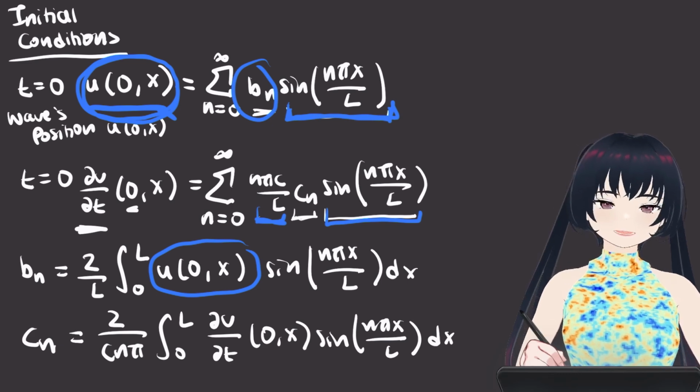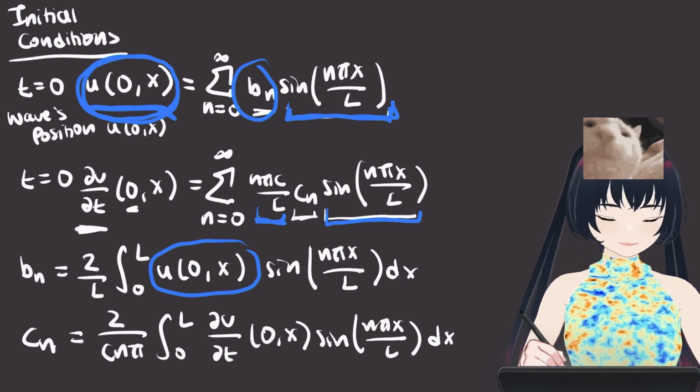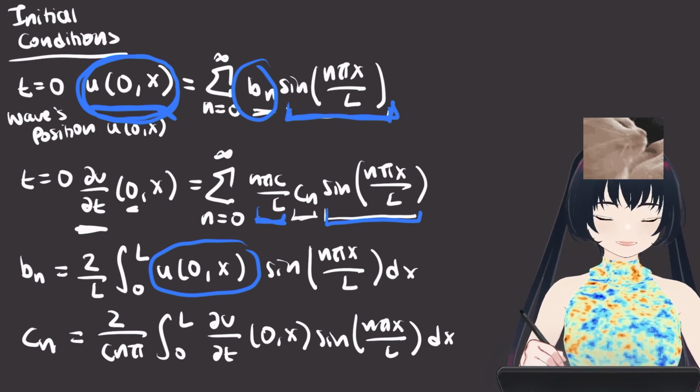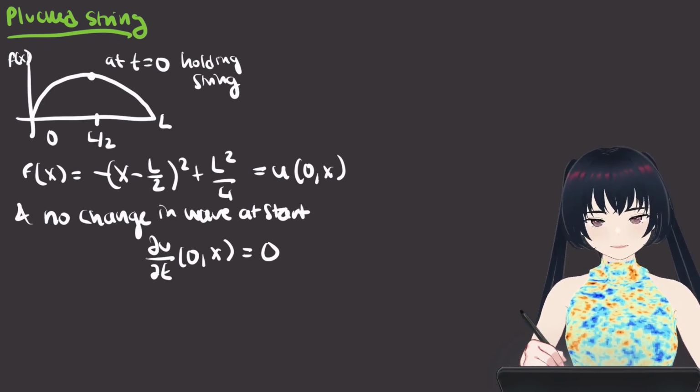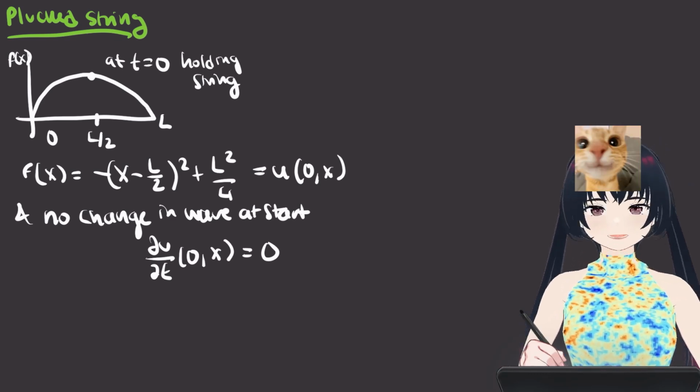And so by using the Fourier series, we were able to take this crazy looking expression and actually isolate the coefficients just by using the initial conditions. So that was a lot of math being thrown at you. So let's go through an example.